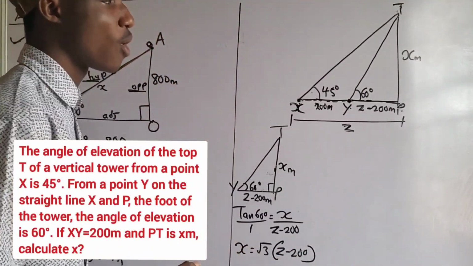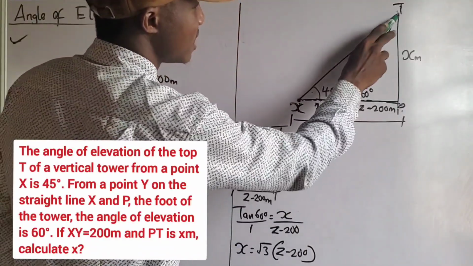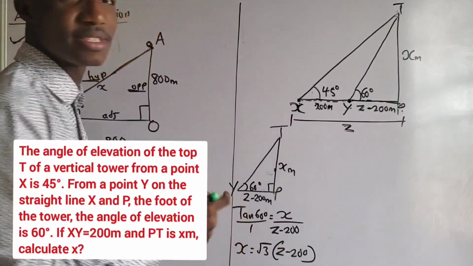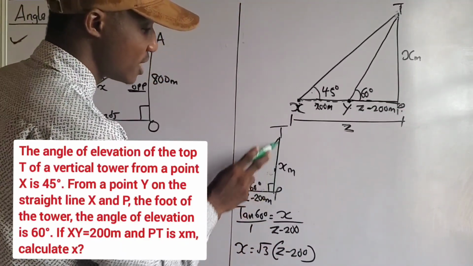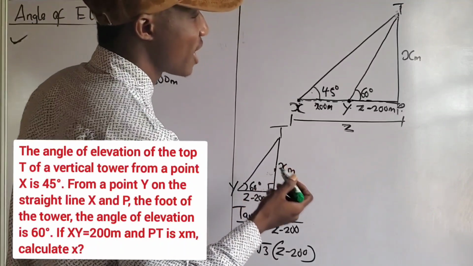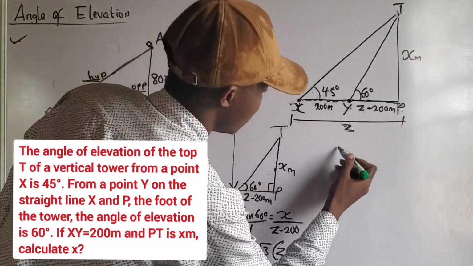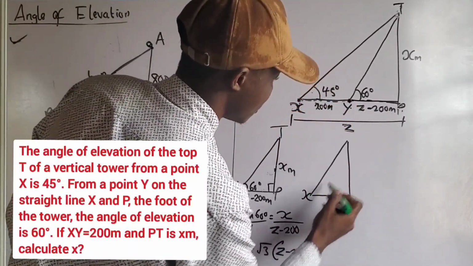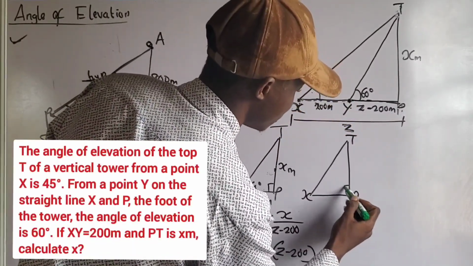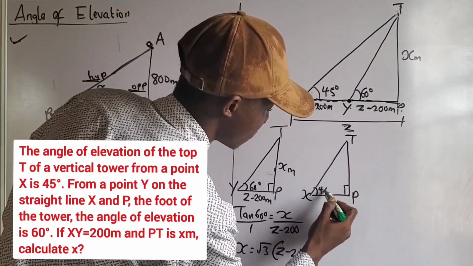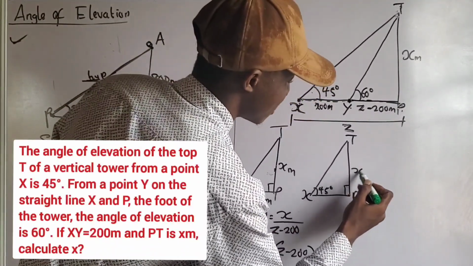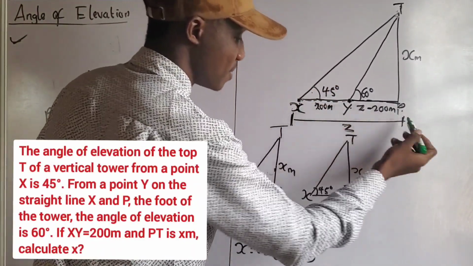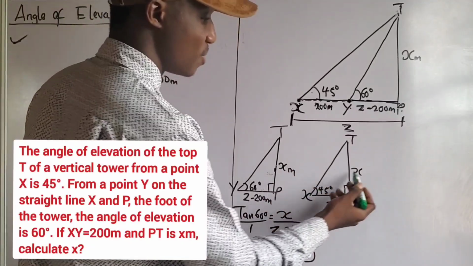Now, from another triangle, triangle TXP. Don't forget, the first triangle that I brought out is triangle TPY. Now, from the bigger triangle, triangle TXP, this is T and this is P. This is 90 degrees, this is 45 degrees, and this is X. And this is Z. The total distance from this point to this point is XP. So this will be Z and this will be X.